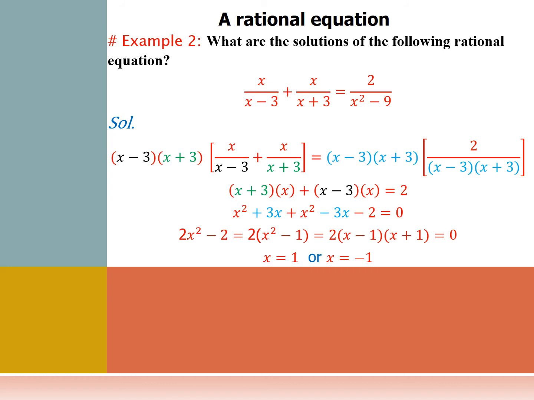So substitute 1: 1 minus 3 is minus 2, 1 plus 3 is 4, 1 minus 9 is minus 8, so no problem with 1. Minus 1: minus 1 minus 3 is minus 4, no problem. Minus 1 plus 3 is 2, no problem. Minus 1 squared is 1, minus 9 is minus 8, no problem. So now we go to check with the main equation.